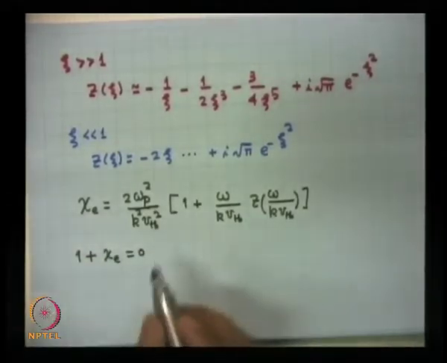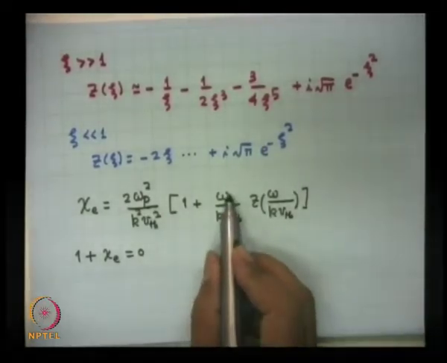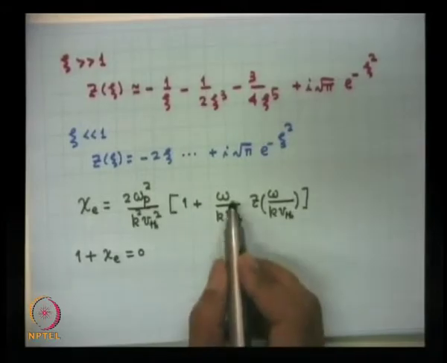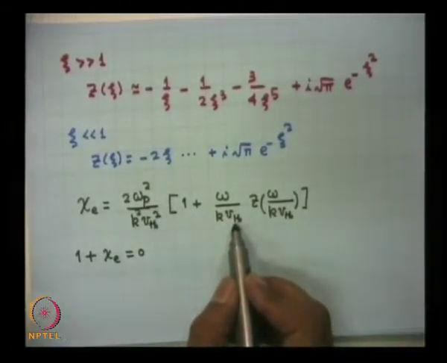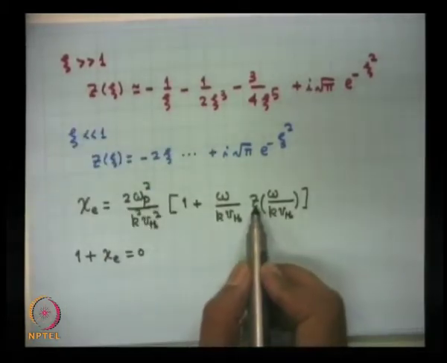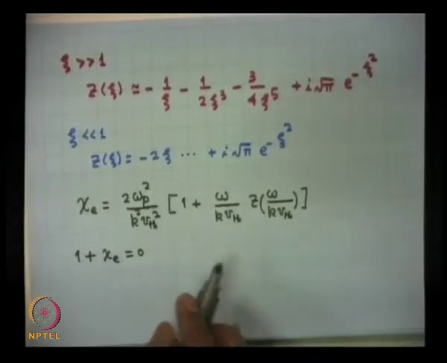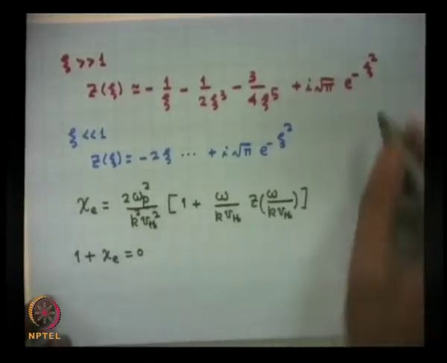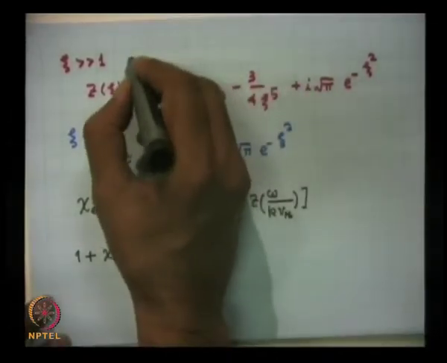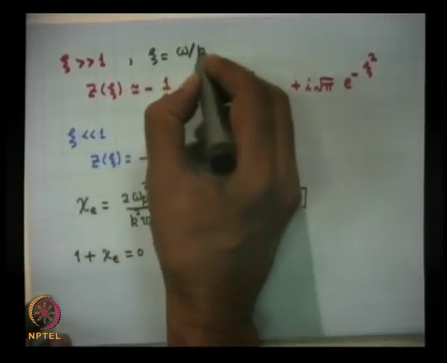Now, I would like to simplify this by presuming that the phase velocity of the wave is bigger than V thermal. So, omega by k V thermal is greater than 1. Xi here is the argument of the Z function, which is omega by k V thermal.